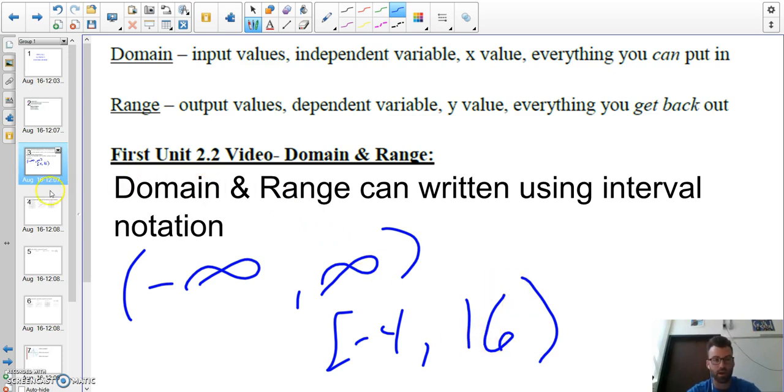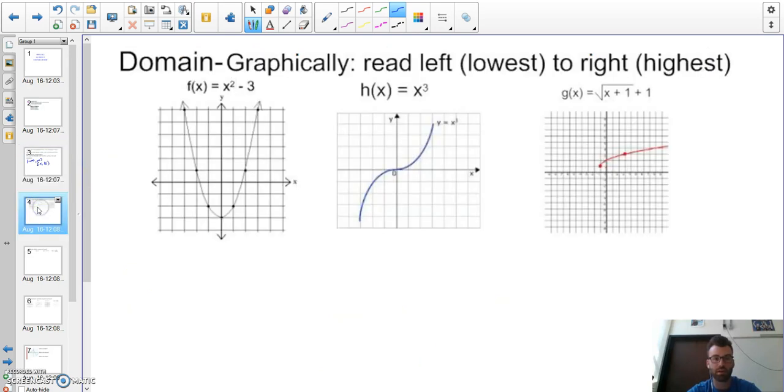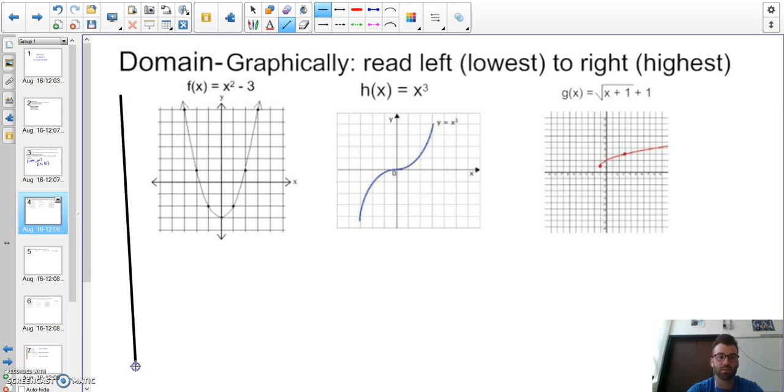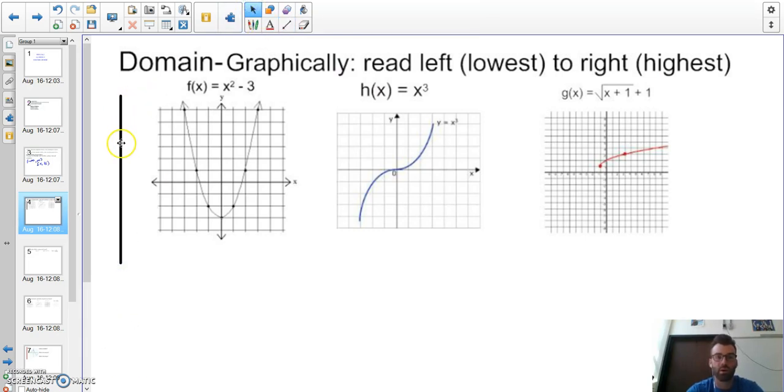Let's look at domain first graphically. When trying to look at a graph and decide what the domain of our graph is, I want to read my graph from left to right, so from the lowest to the highest. When looking at a graph like this one, I'm going to use this line here. I want to think about, well, what are all my possible x values? If I start from the left, what's my graph doing?